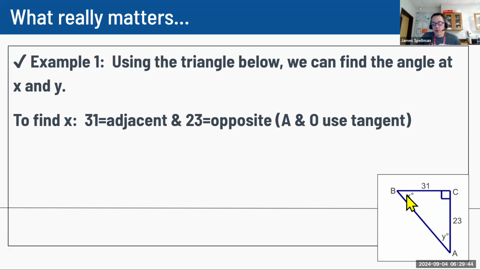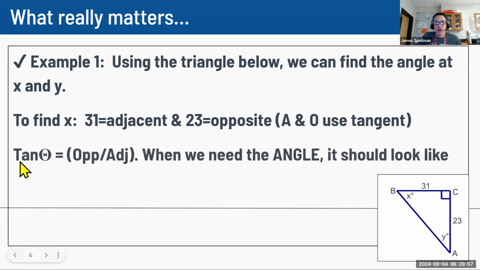So then the 31 is adjacent because it's next to the X, and the 23 is opposite because it's across from it. All right. Once we identify that I've got A and the O, we use a reference sheet that tells us we can use the tangent function. And so tangent is opposite over adjacent.